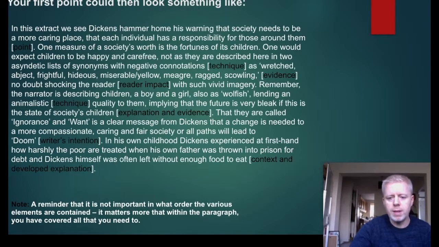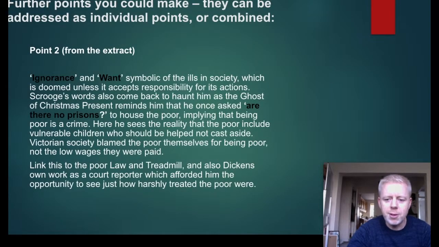Okay, so there's an example of an opening paragraph. Pause it, have a read through it in a bit more detail, nick whatever you want from there, or borrow the whole lot, or ignore it, like ignorance. Sorry, I'm joking. Okay, further points you could make, and I think I've got three more further points you could make.